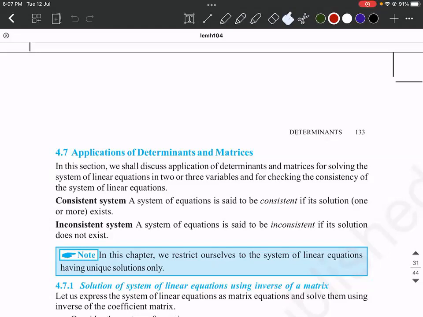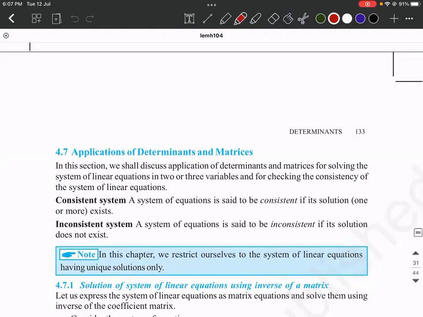As a part of the conclusion of the whole story of matrices and determinants, we are going to see a combined application of them. That's why the name of the topic is applications of determinants and matrices. If you remember, in the beginning of the chapter itself, I would have told you one point. If I have linear equations like 2x plus 3y is equal to 7, and 3x plus 2y is equal to 5, something like this.